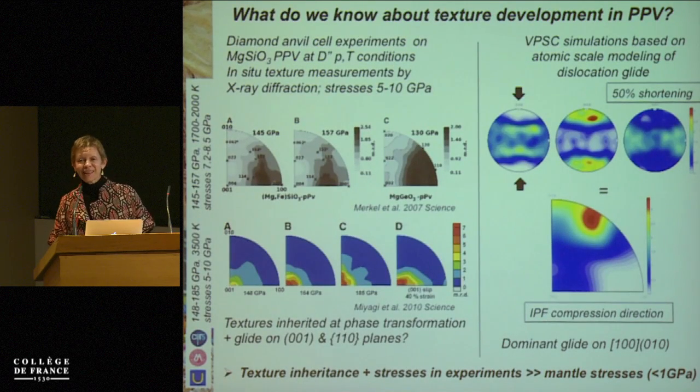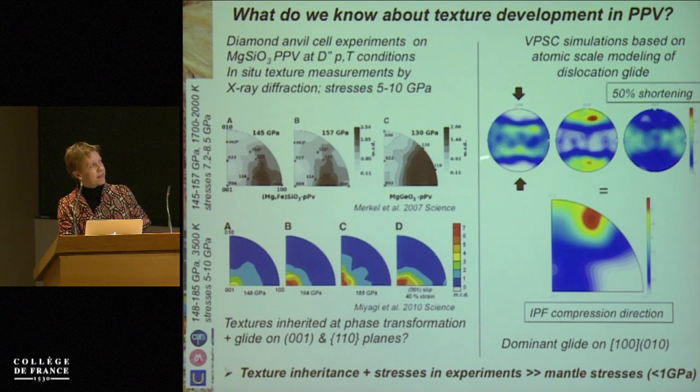So now let's test if the predictions are fine by comparing with the few experimental data that exist. For that, instead of simulating a deformation by simple shear, I simulate a deformation by axial compression, because this is the type of deformation you get when you are doing diamond anvil cells, which are the experiments that have been done on post-perovskite. And these are the pole figures as before.